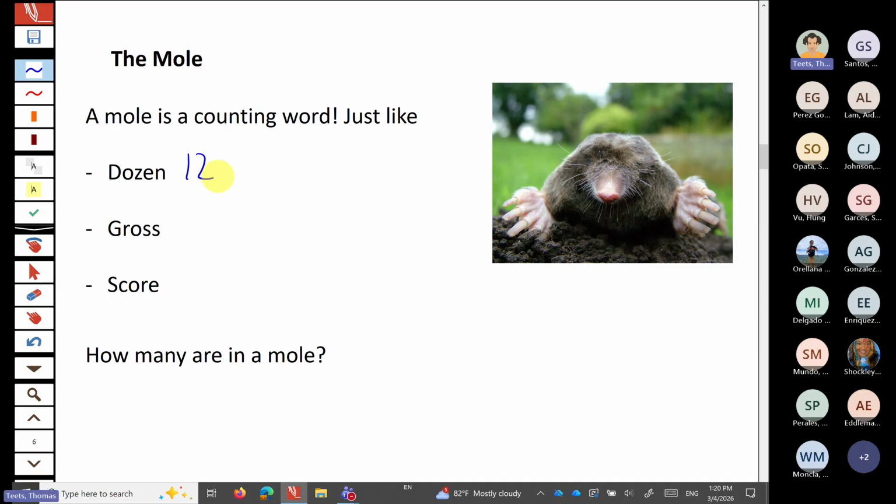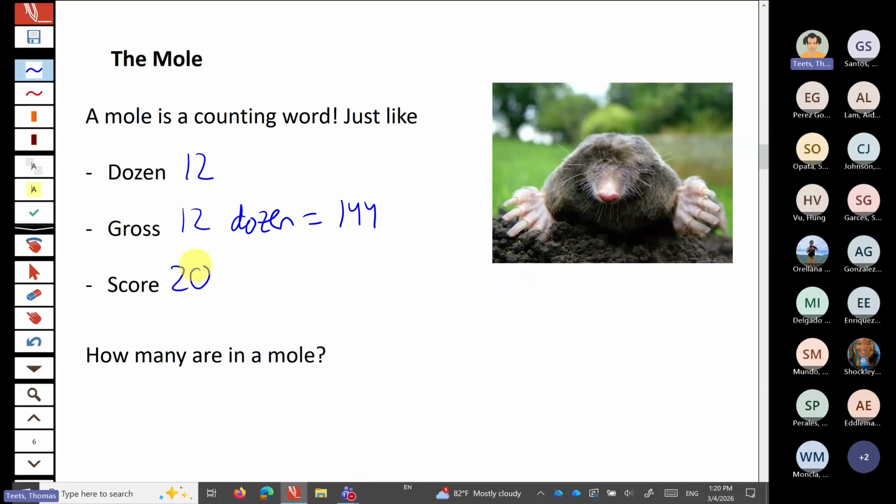And if you have a gross of something, not as common, but maybe you've seen it before, that would be 12 dozen, or 144. So if you have a dozen eggs, that'd be 12 eggs. If you have a large family, you can buy a gross of eggs, that's 144. And then, really old school now, but score means 20 of something. So the famous Gettysburg Address, four score and seven years ago, that meant 87 years ago, 4 times 20 plus 7.